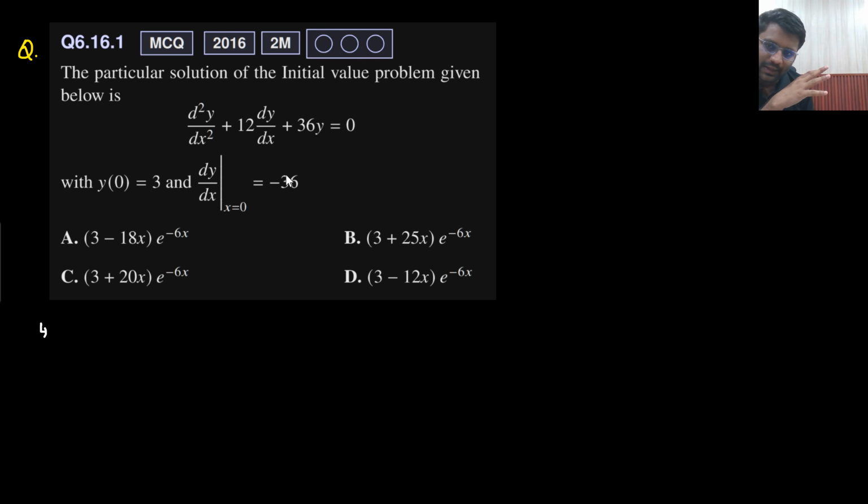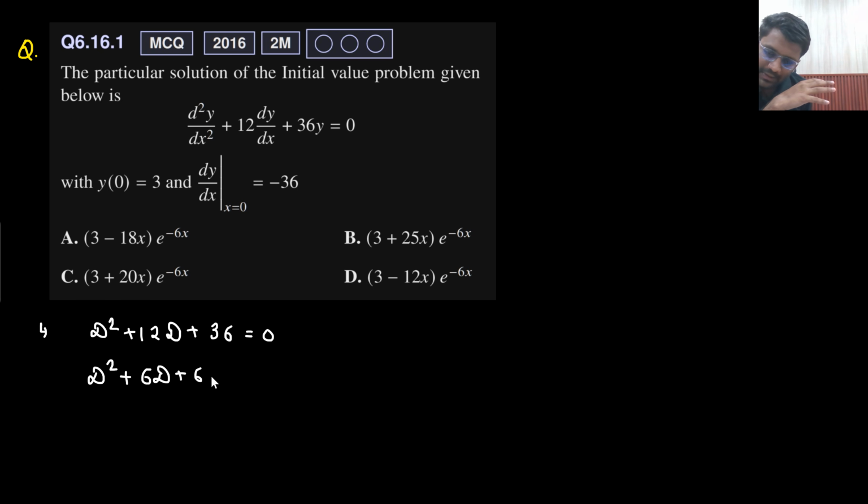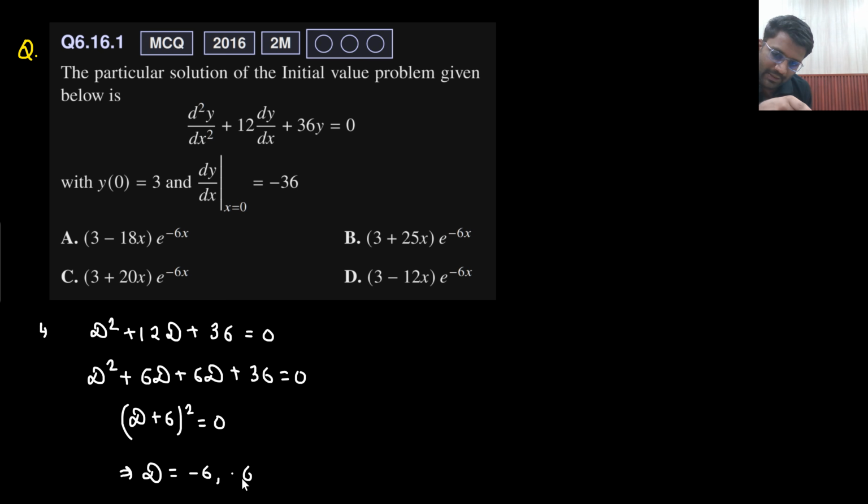What do I need to do? I just need to find the characteristic equation, that will be D squared plus 12D plus 36 equals 0. Clearly this can be written as (D plus 6) whole squared equals 0. If you are not able to think, you can go by the options as well. The root will come out to be minus 6. So the roots we are getting are minus 6, minus 6.